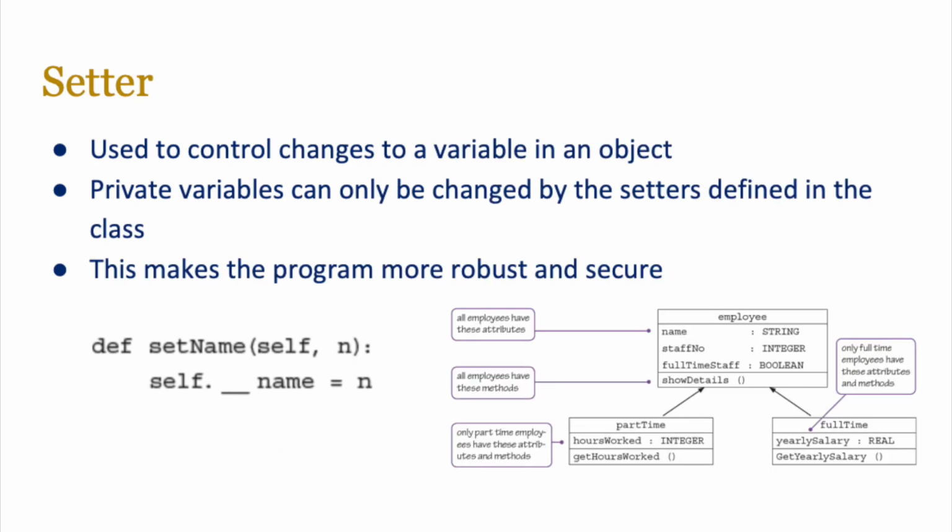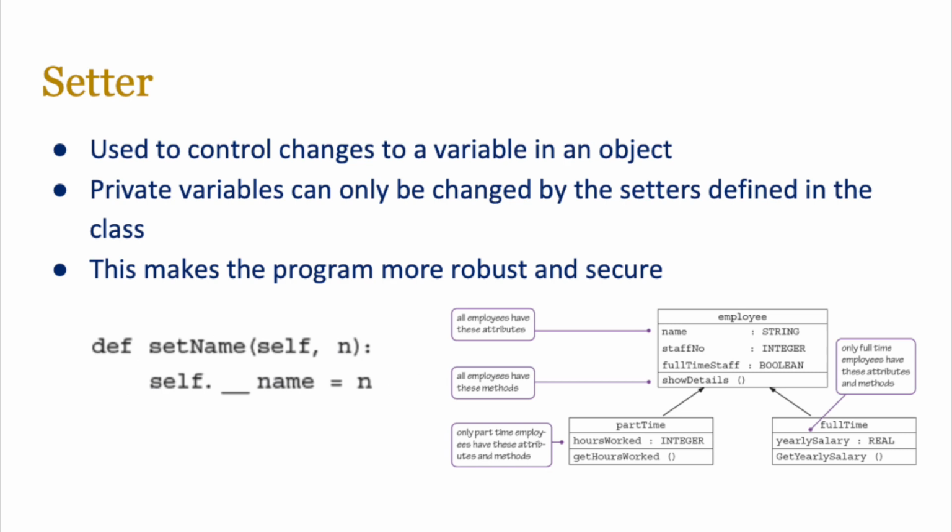A setter is used to control changes to a variable in an object, and private variables can only be changed by the setters defined in the class. This makes the program more robust and secure. So if you think back to our Employee class, we already created an object, myStaff, which has a name and a staff number. What if we wanted to change that name? Now, we can't do that using the initial constructor method because you're going to overwrite all the other information, which is just not very efficient.